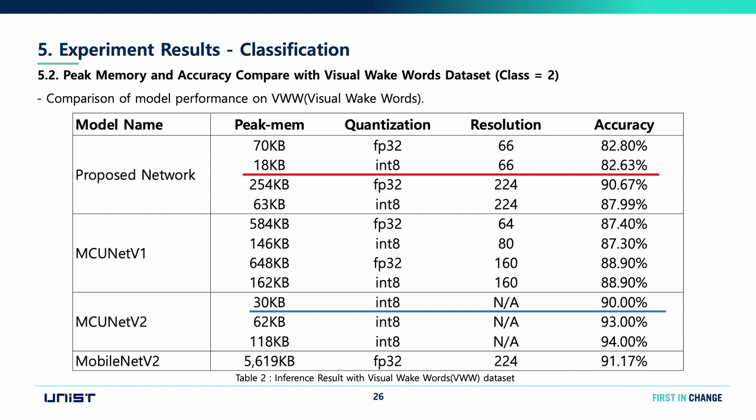Next, I will present the results using the Visual Wake Word dataset, which is another classification dataset with 2 classes, person and not person. In our experiment with quantization, our model achieved an accuracy of 82.63% at a memory usage of just 18 KB. While MCUNet V2 achieved state-of-the-art performance with an accuracy of 90% at a peak memory usage of 30 KB. Our result of 18 KB demonstrates a significant and meaningful achievement.